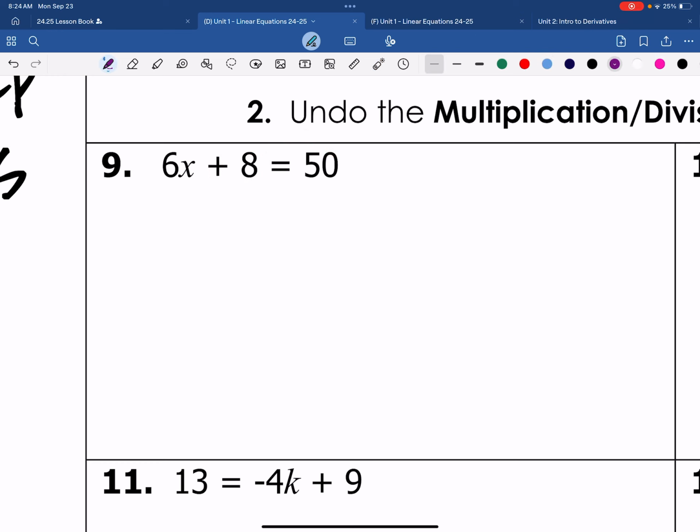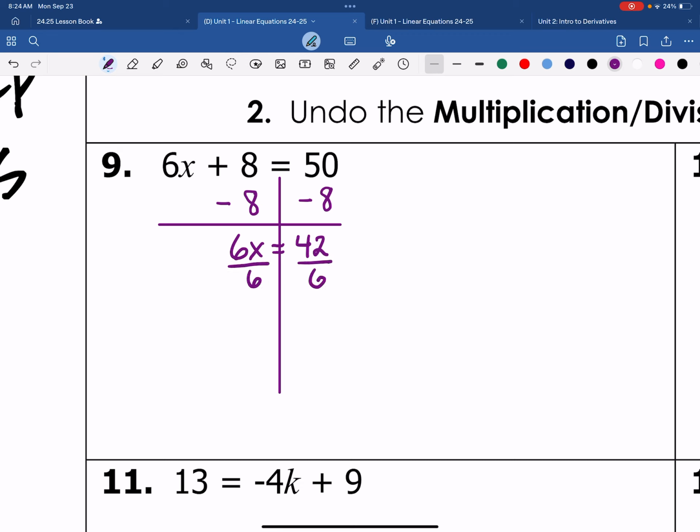So I'm going to go ahead and do exactly what I did on the previous page. If I have a plus 8, I'm going to subtract 8 from either side. And notice I can do that because 50 and 8 are like terms. So I'm left with 6x on the left and 42 on the right. So then I have 6x equals 42, which is exactly one of those one-step equations. I have multiplication, so I'm going to use division to undo. The 6's cancel out. I'm left with x equals 7.